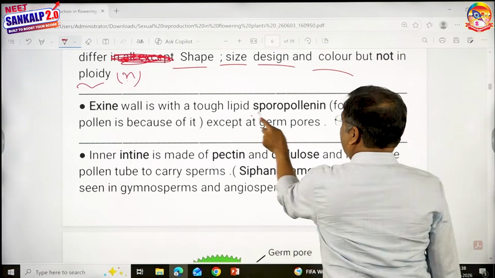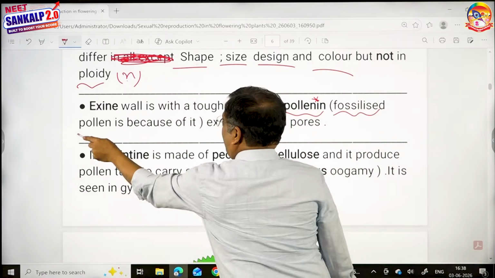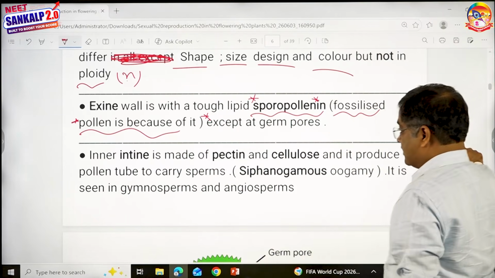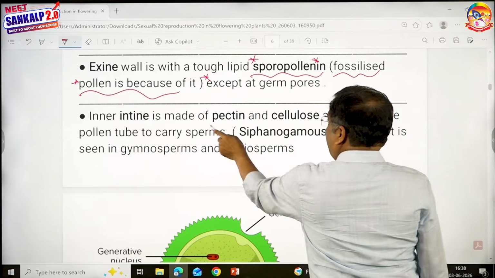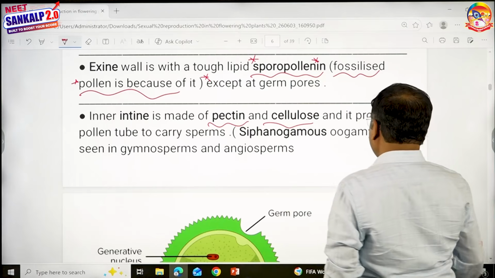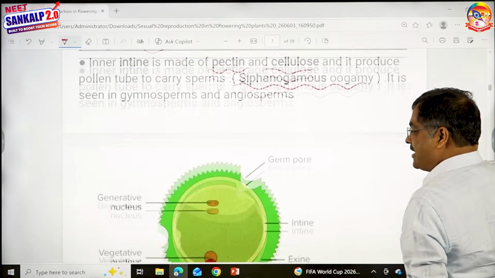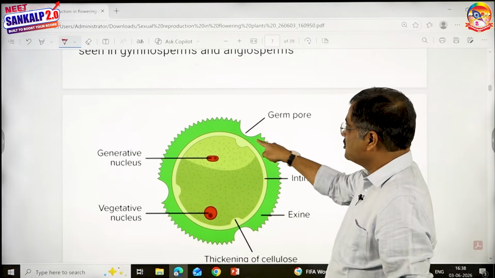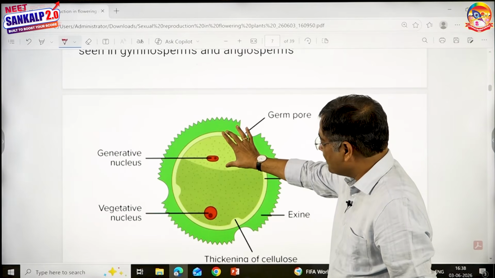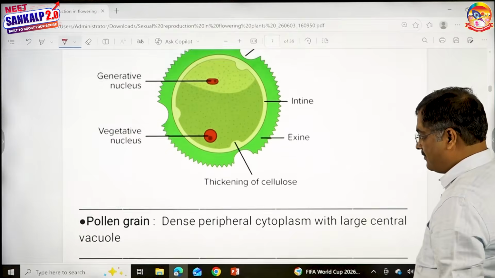The exine wall is made up of sporopollenin, important. Fossilization of pollen is because of this. Pollen can stay as fossils for long because of this. The inner intine is made up of pectin and cellulose, and it produces the pollen tube. We already discussed this. This is said to be siphonogamous type of oogamy. You could see, children, these are the germ pores at which the exine wall is not deposited. You could see the generative cell smaller, the vegetative cell larger with an irregular nucleus. This is simple to remember.